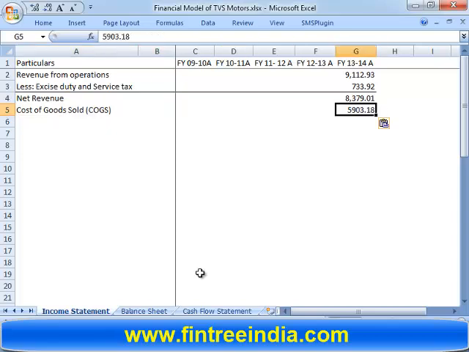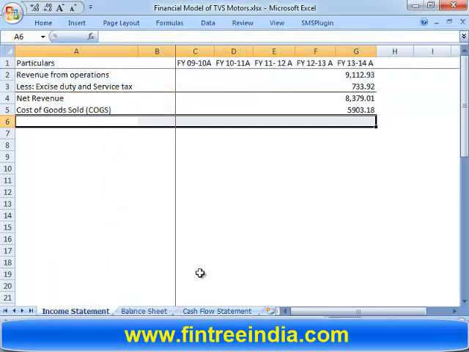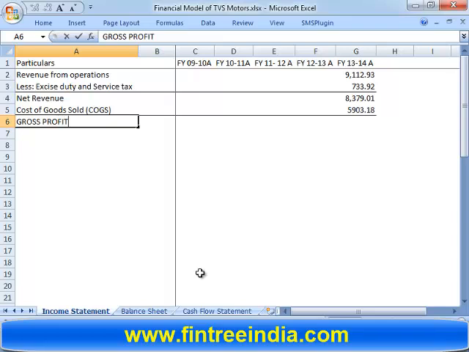Yes, have you got cost of goods sold? What we get after this is gross profit. And of course, gross profit is simply net revenue minus cost of goods sold. To get that simple borderline, Alt HBP.